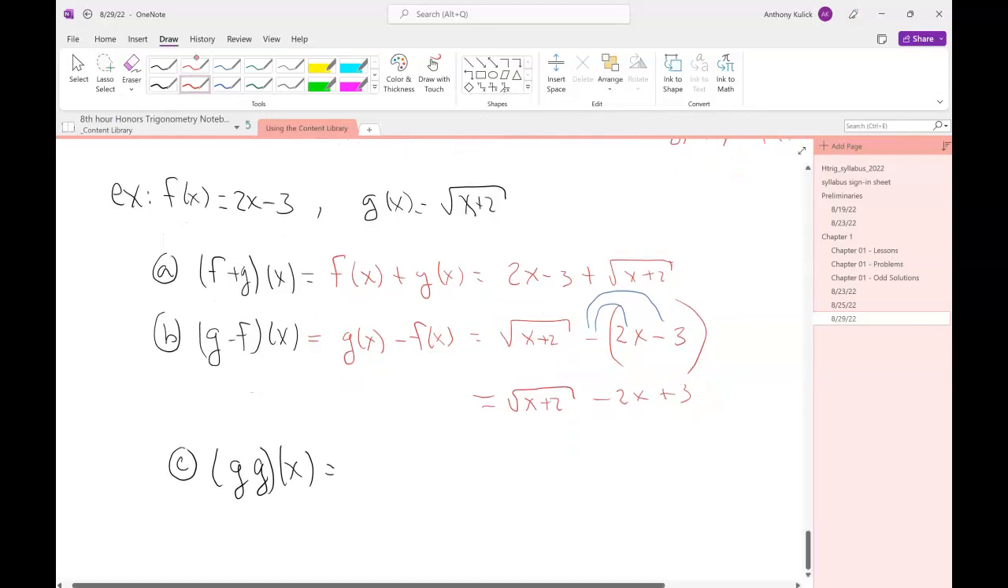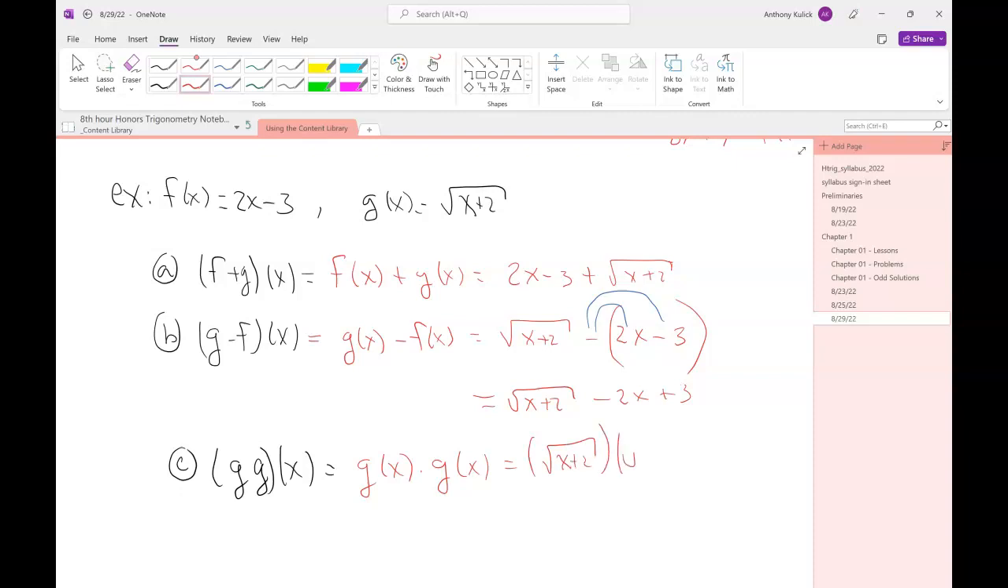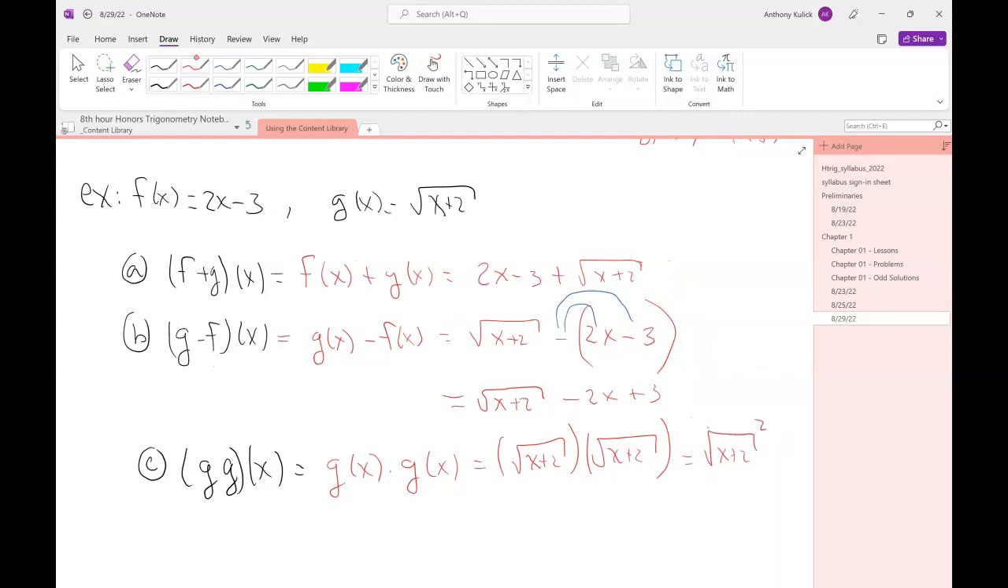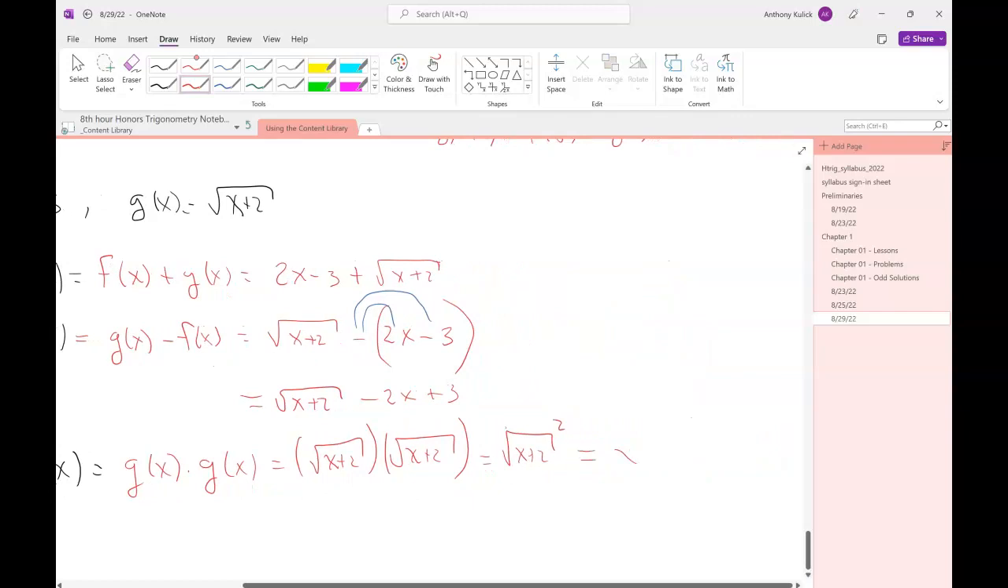G times g of x. Well, g of x times g of x. What's the square root of x plus 2 times the square root of x plus 2? Square root of x plus 2 squared, which simplifies down to x plus 2. Is that what you guys want to say? Everybody agrees with this?